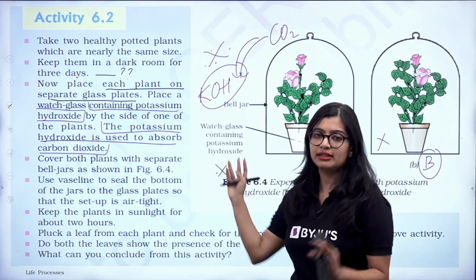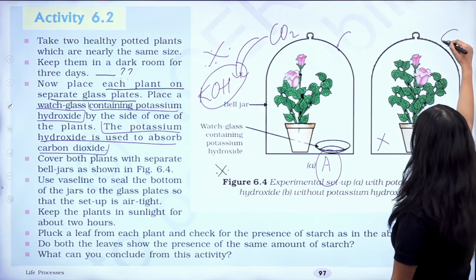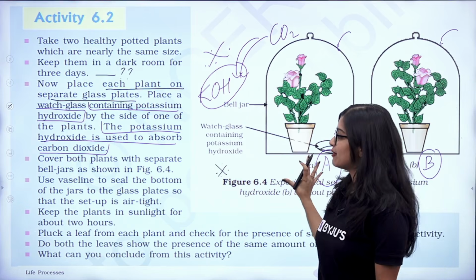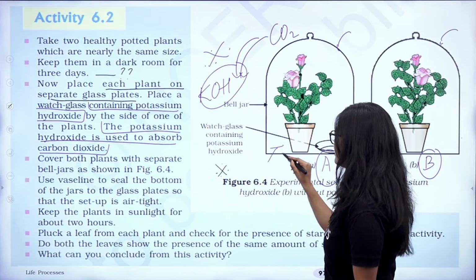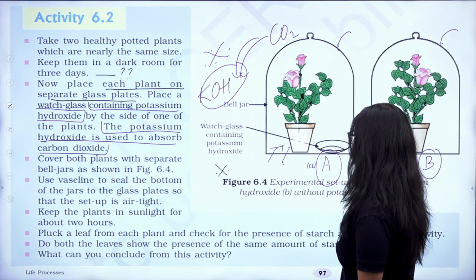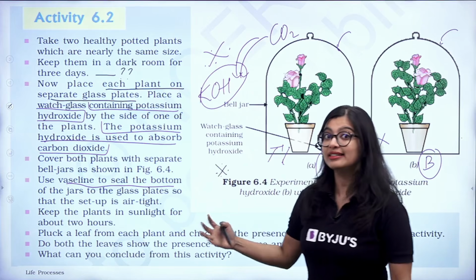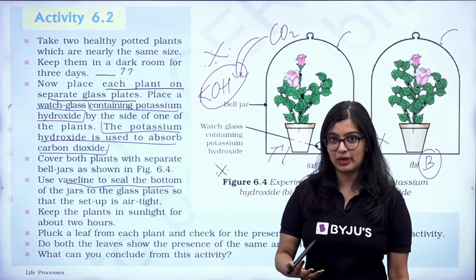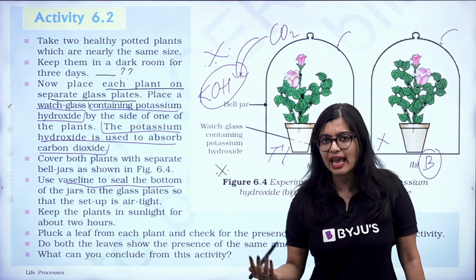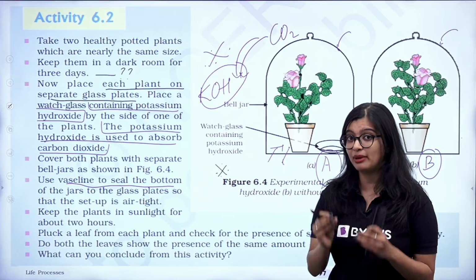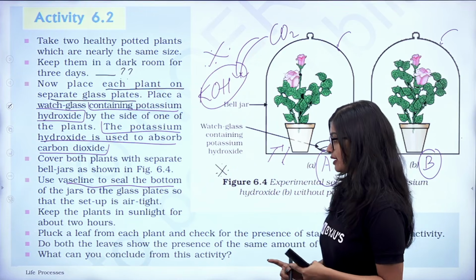So now I have left it, I have covered both with bell jars, so that it is protected. And I have left it as it is for some time. Just to make sure that there is no entry and exit of air from any of the corners, I have sealed it with Vaseline also, so that it doesn't disturb my experiment. Covering it with a bell jar and sealing it with Vaseline is only there so that our experiment happens properly and there is no interference, right?